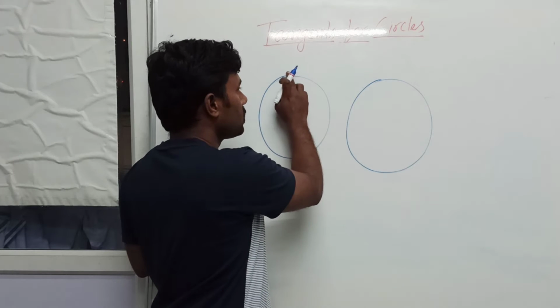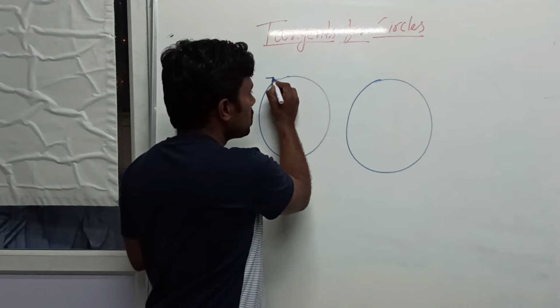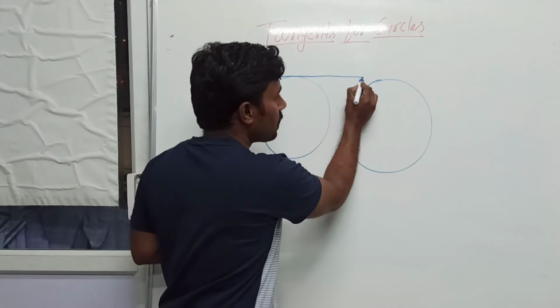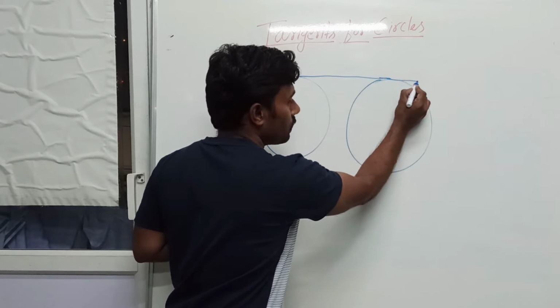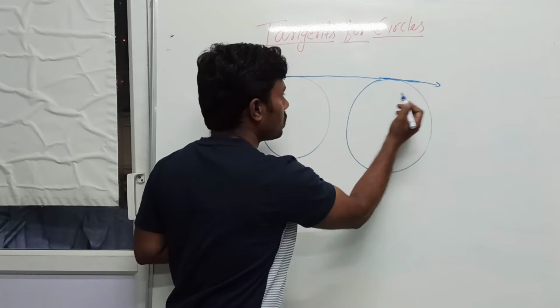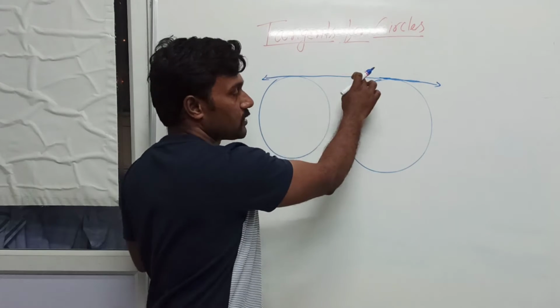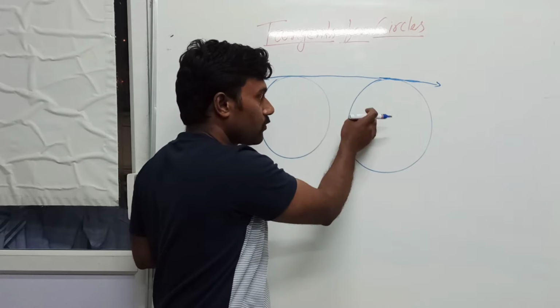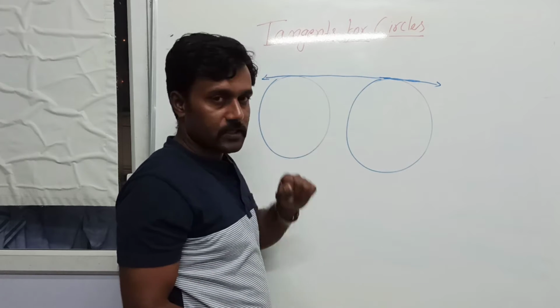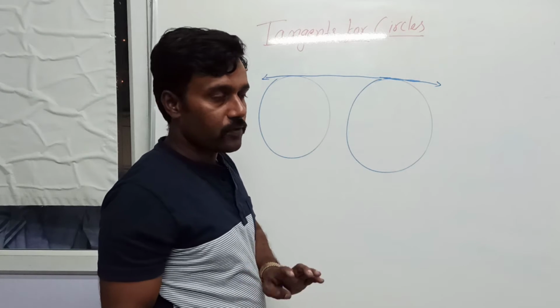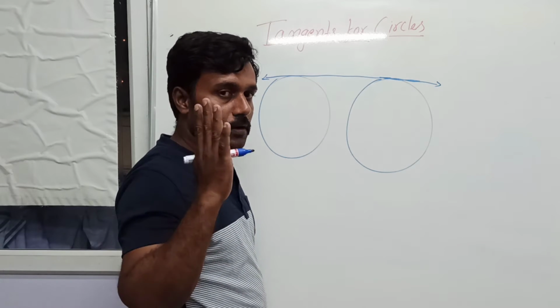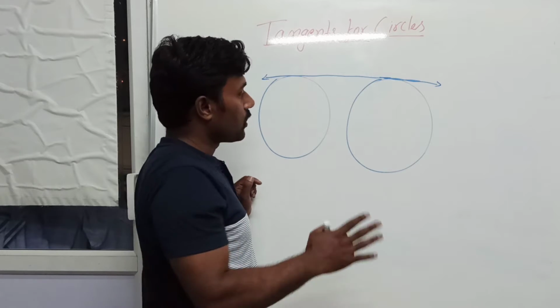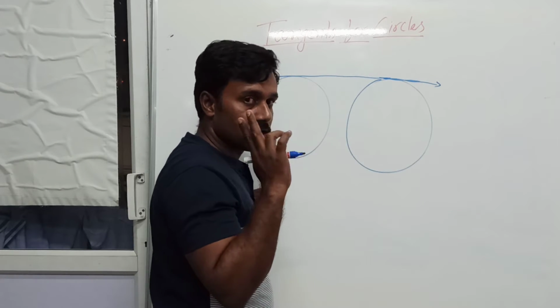If you draw a tangent, the same tangent to both circles is called a common tangent. If you draw a tangent which touches both the circles, this tangent is common for both the circles. Therefore, the tangent is called a common tangent. So there are four common tangents that can be drawn to two disjoint circles.